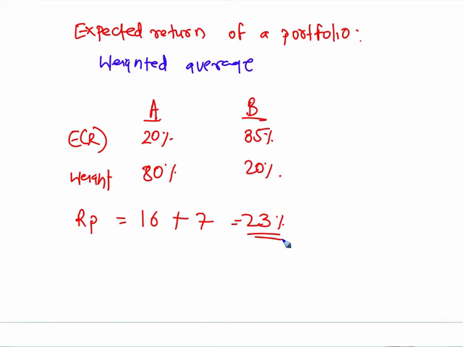Are we doing okay here? You try one more. Should I clear up the screen? 80 into 20%, 16, 35 into 20%, 7, and then just add them up. Is it fine? Let's do one more.